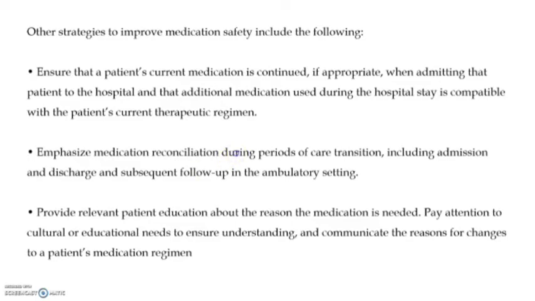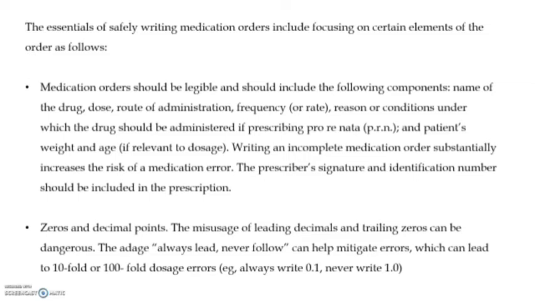And the essentials of safely writing medication orders include focusing on certain elements of the order, as follows. A medication order should be legible and should include the following components: name of the drug, dose, route of administration, and at what frequency the drug is to be taken, and reasons or conditions under which the drug should be administered if prescribing PRN. PRN means under certain circumstances, and patient's weight, age, etc.